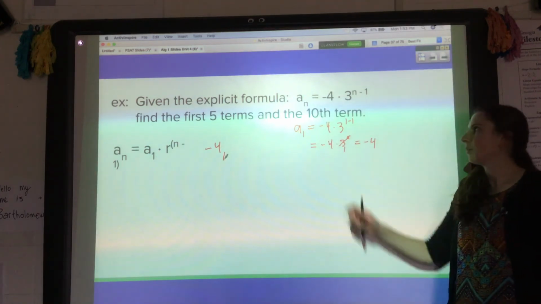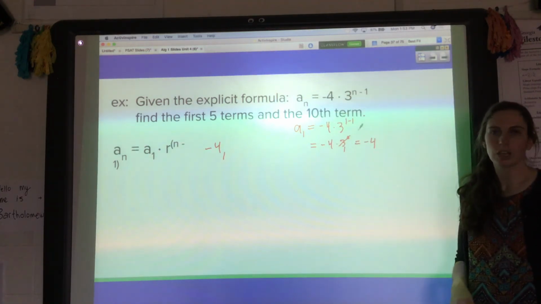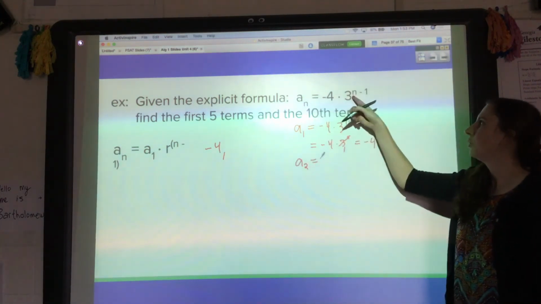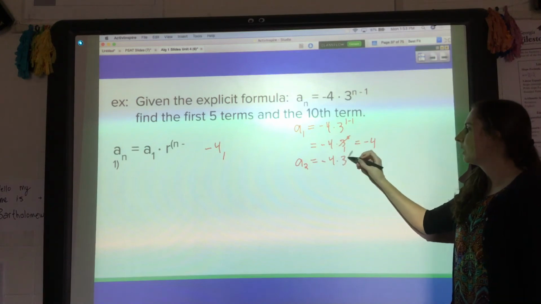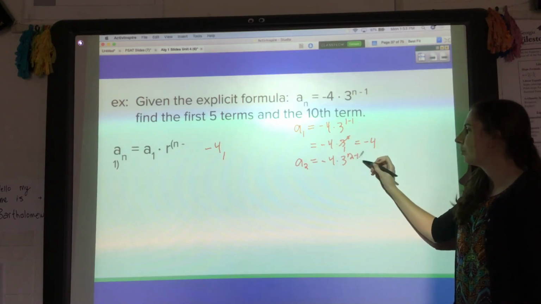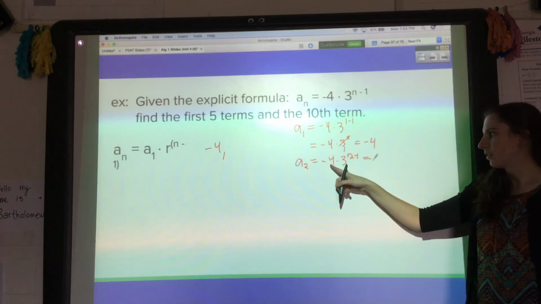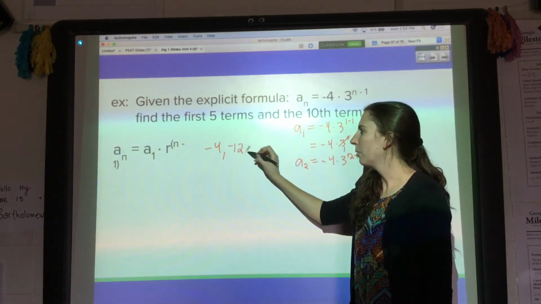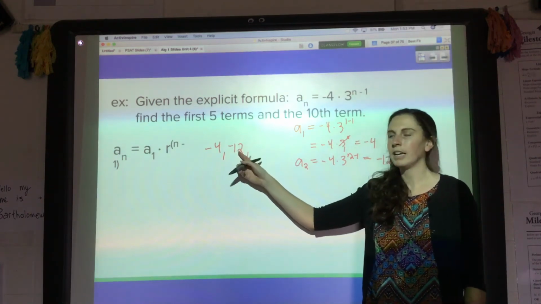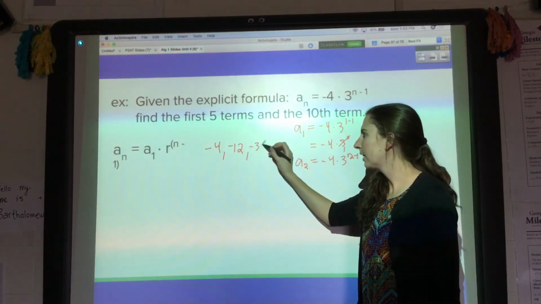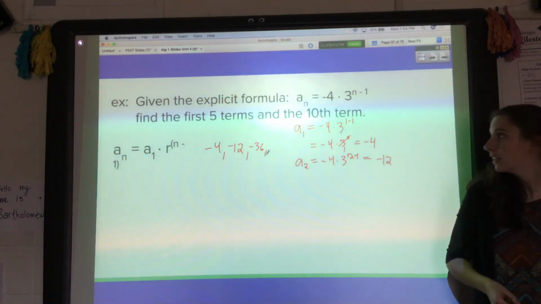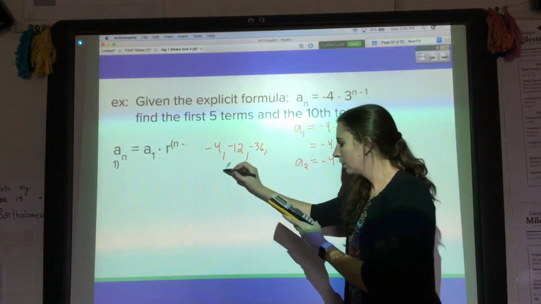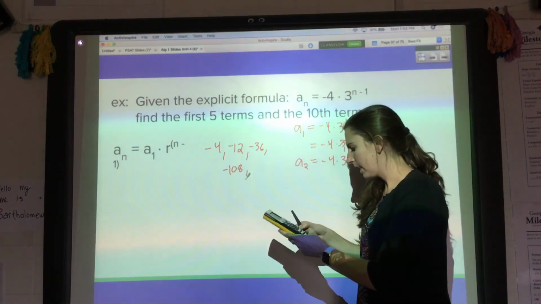And then you can kind of see from the formula that we're just going to do times 3 each time. But if you weren't sure, you could do A2 and just plug in a 2. So -4 times 3 to the 2 minus 1 power, which is -4 times 3, which is -12. And yeah, we see that happening. So it was times 3, and then we'll do times 3 again, and then times 3 again, and then times 3 again.